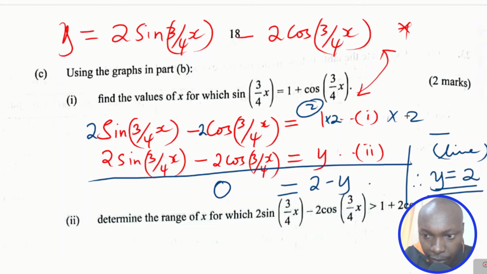I've multiplied the first equation by 2, and then I've subtracted. The left hand side has given 0, then the right hand side has given 2 minus y. So when you look at this, you get y is equal to 2. From this, 0 is equal to 2 minus y will give y is equal to 2. So this is the line that you need to draw the graph and solve.